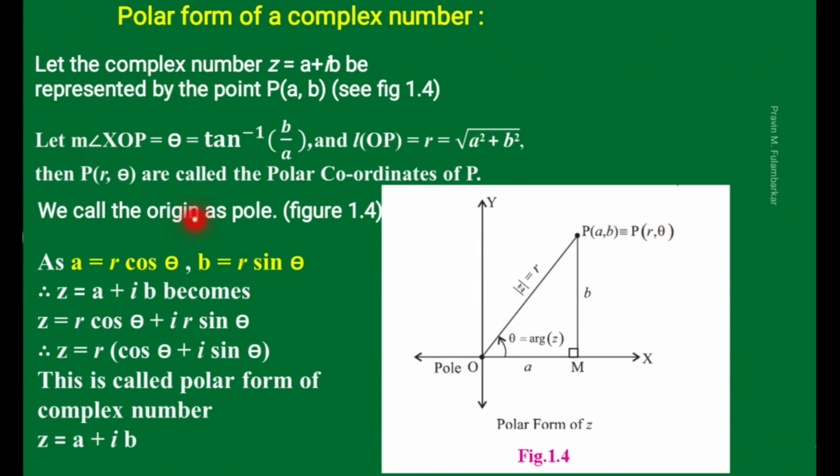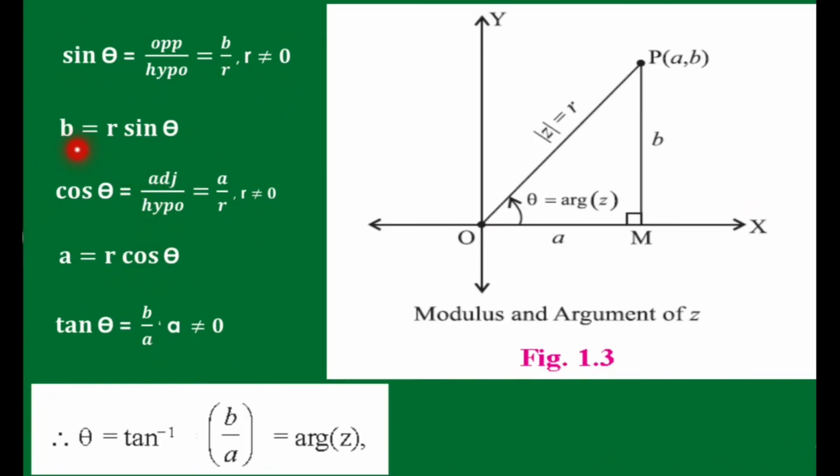So consider the diagram. Let the measure of angle XOP equal theta. This angle XOP we consider theta, that is tan inverse b by a, and the length of OP equals r. This length of OP equals r, which is under root a square plus b square. Then P of (r, theta) is called the polar coordinate of P. When we write this (a, b) in terms of r and theta, that we already solved: b equals r sin theta and a equals r cos theta.